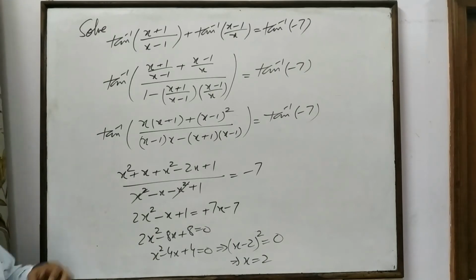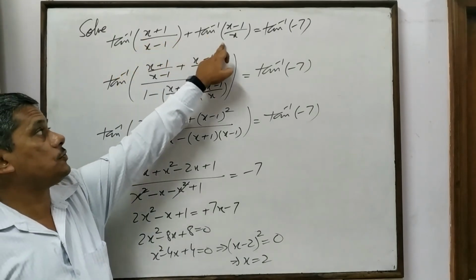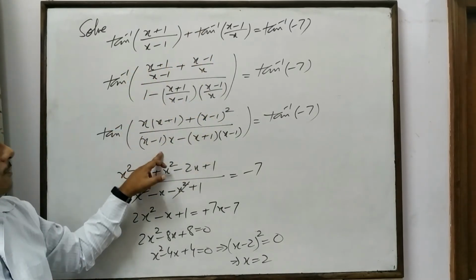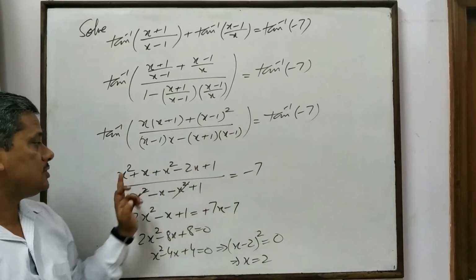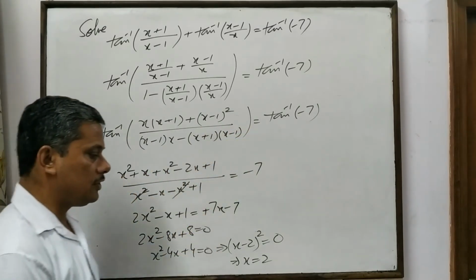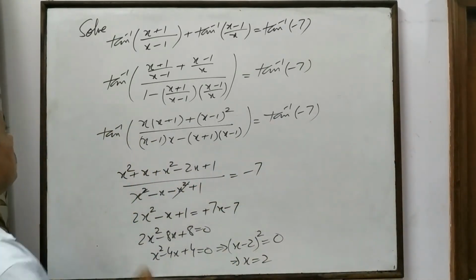Check it out. First of all, we have used tan inverse x plus tan inverse y, tan inverse x plus y upon 1 minus xy. Take LCM and then take tan on both sides. Then solve the equation. You will get the value of x. Say, we'll go with another question.